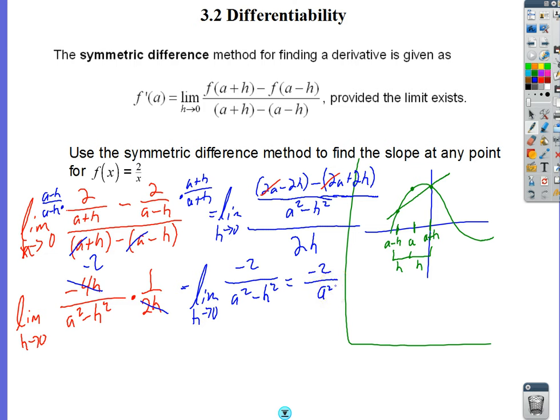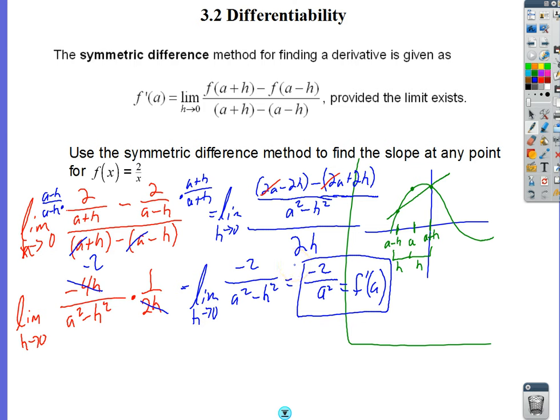And you ask yourself, what does that all equal? Well, that's all equal to f prime at any point A. That's my slope at any point A. Ta-da! We're done. So why did I show this to you?